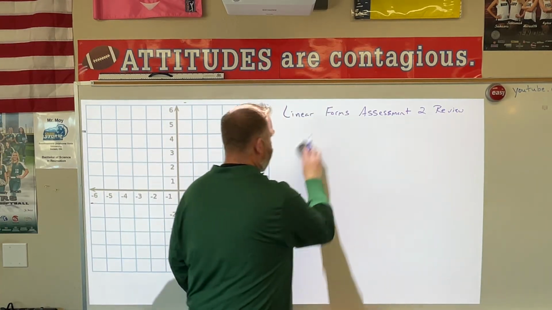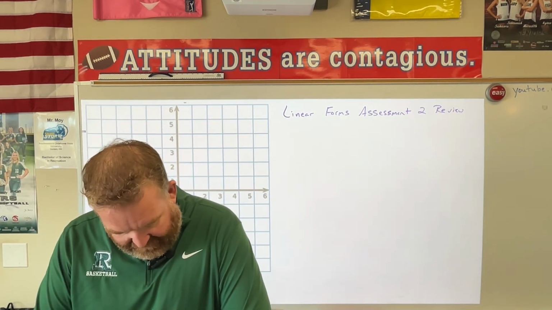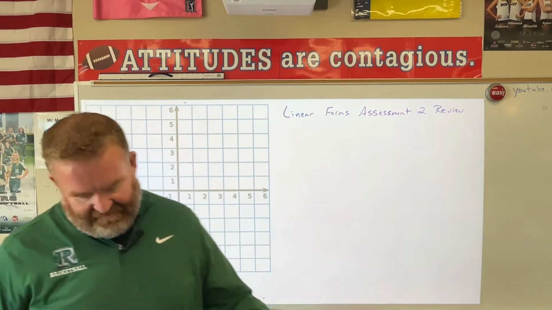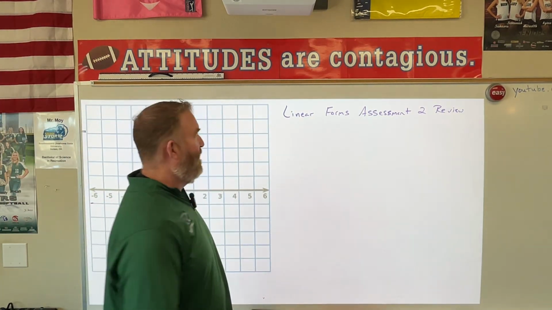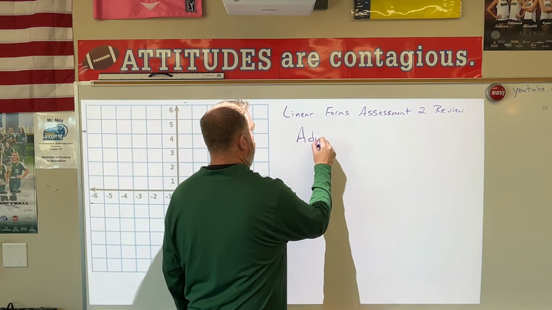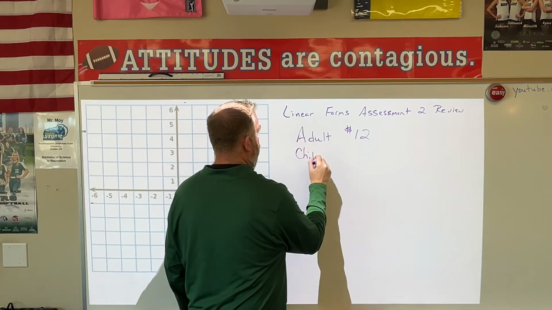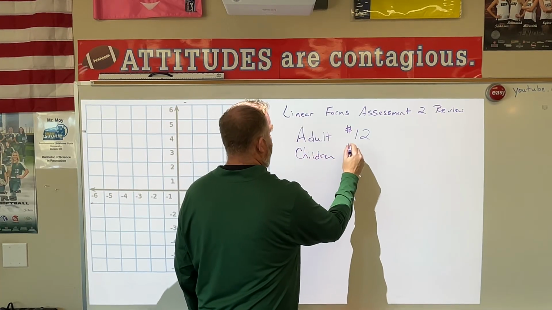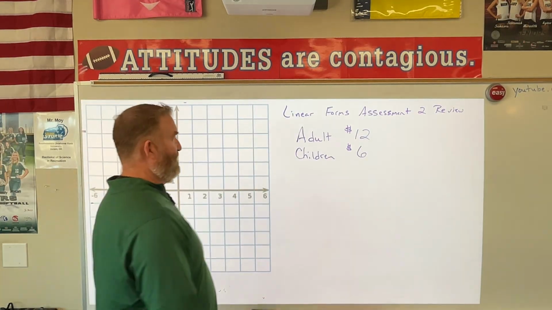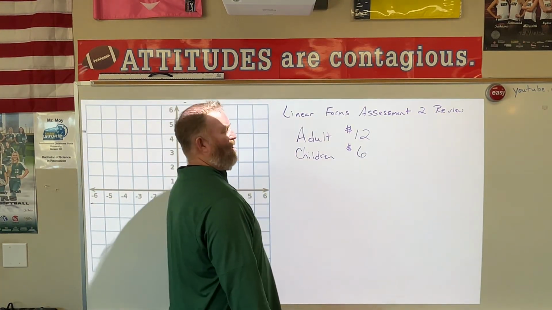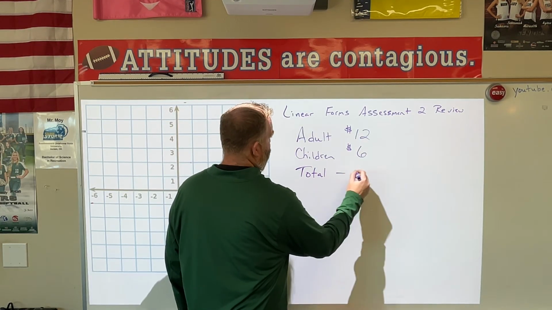Number 4. Oh, nice. I like this one. A theater at a high school sells adult tickets for how much? Give me a price. Adult tickets are $12. How much are children's tickets? Children's tickets are $6. Give me a total amount of money that they raised. Give me a good amount. Hey, I like it. Total amount is $362.